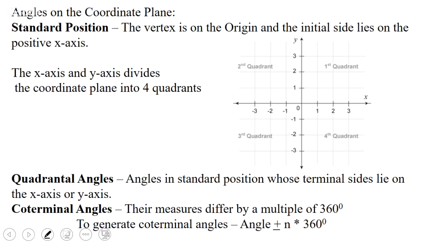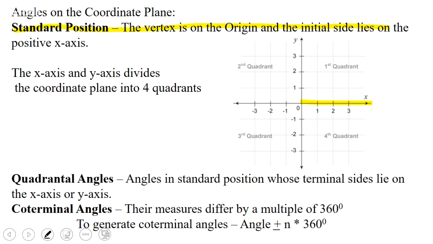Some other vocabulary on the coordinate plane. If you're going to put an angle in standard position, the vertex is on the origin and the initial side lies on the positive x-axis. So here, the initial side we have on the positive x-axis, and the vertex is at the origin.